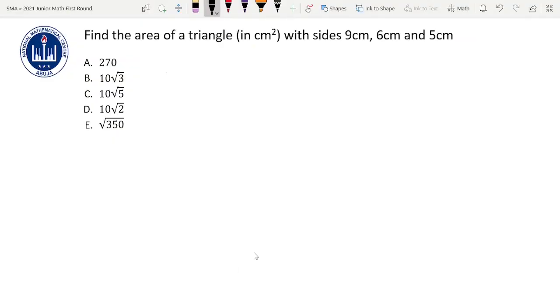In this video, we're going to be solving question 14 of the 2021 Junior Mathematics Olympiad first round. We're asked to find the area of a triangle whose side lengths are 9 cm, 6 cm, and 5 cm.